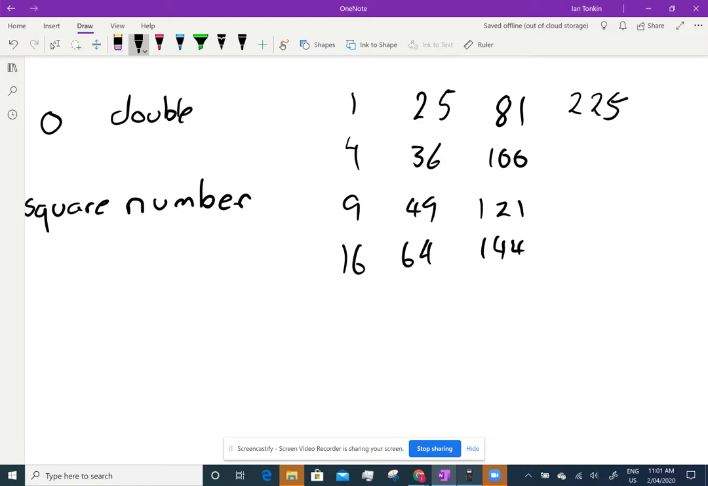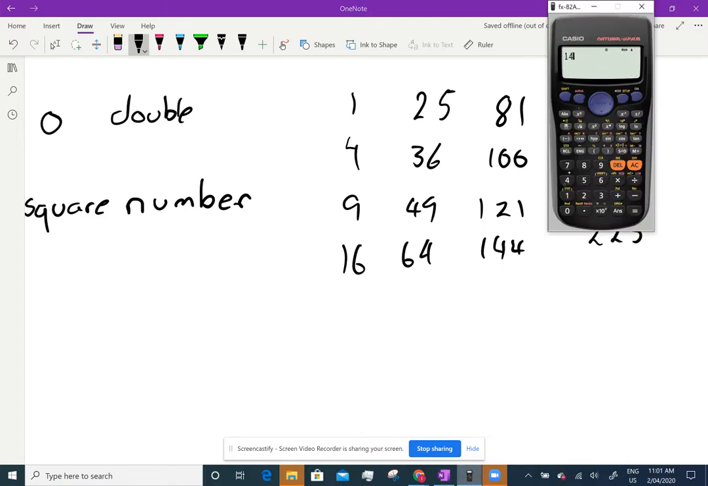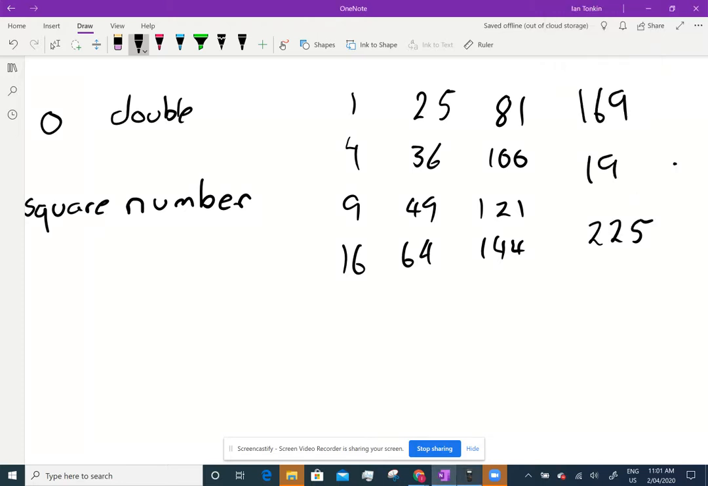I've gone too far there. What's that? 13 squared is 169. 14 squared, I don't know. I know 15 squared is 225. What's 14 squared? 14 squared is 196.